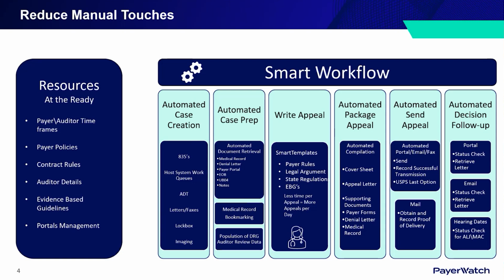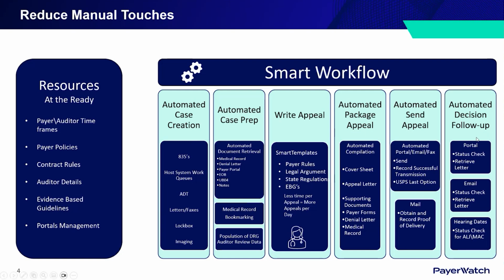We can automate actually sending the appeal through a portal, through email, or through fax. If the insurer requires a written appeal and a hard copy medical record, that's not automated. Now, what is automated is once we do that, we can go out to USPS and automatically pull out the proof of delivery and upload that to the case.